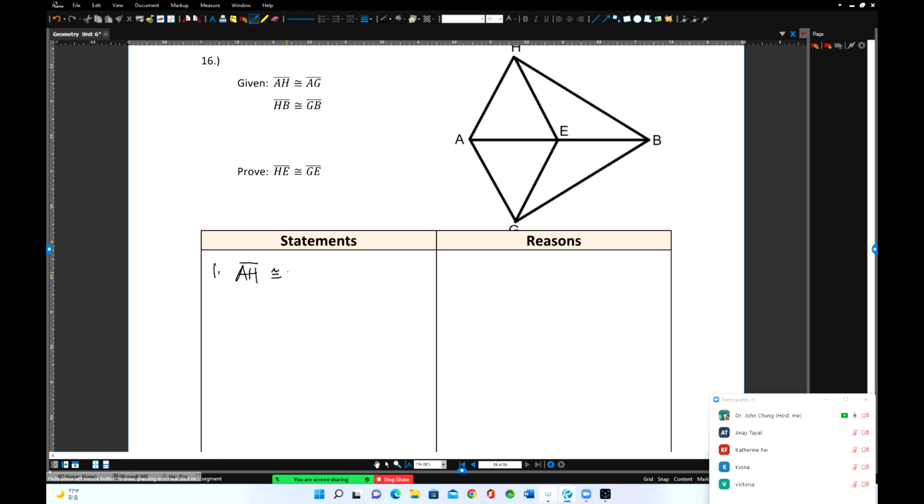Okay. AH congruent AG. This is G, right? Yeah, one side. And HB congruent GB. HB congruent GB. These two sides. Okay, using this one, H is inside. So you can choose this triangle or this triangle. It doesn't matter. You can choose any triangle. I'm going to the first triangle, these two.